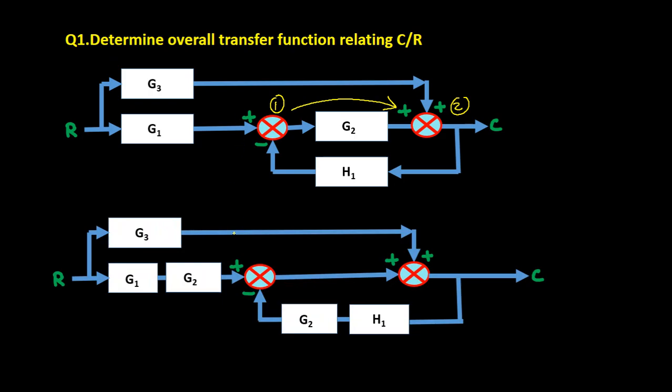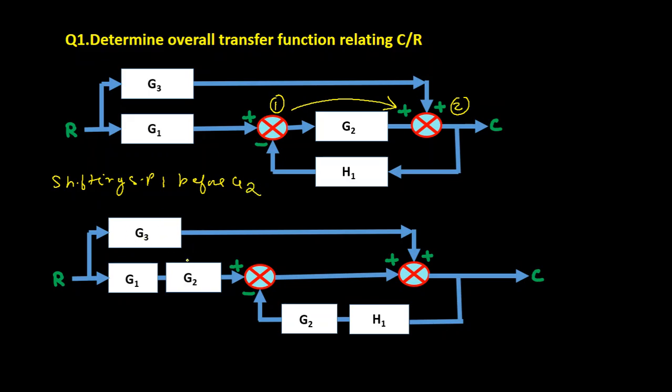Whenever we shift the summing point before the block G2, one block of G2 will be added at the below branch of the summing point. So here we can see that one block of G2 is added with this H1. So we have shifted the summing point 1 before G2.